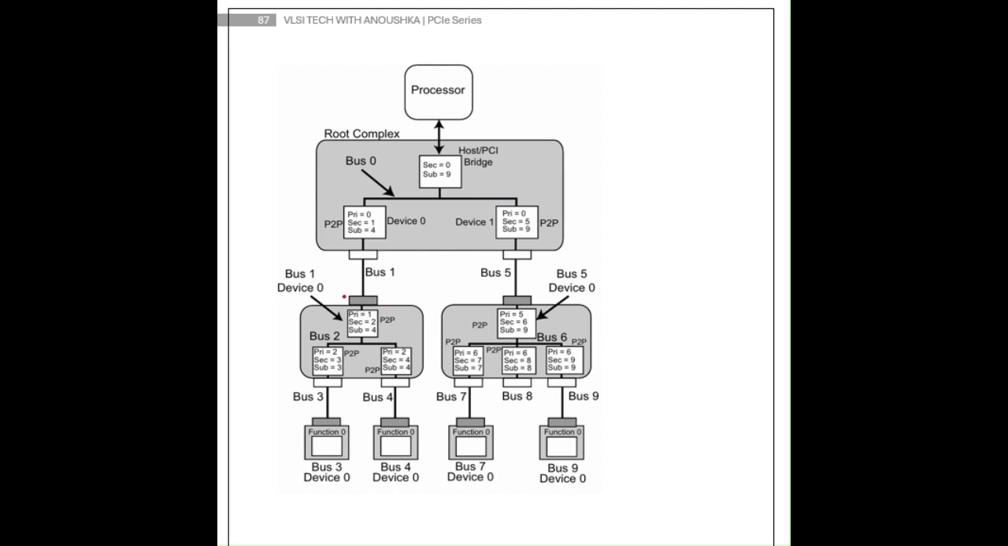This is a PCIe link. This is also a PCI link. All the devices attached to the downstream of the PCI link must be device 0. As you can see, this is also device 0, this is also device 0, here also it is device 0, this is also device 0.